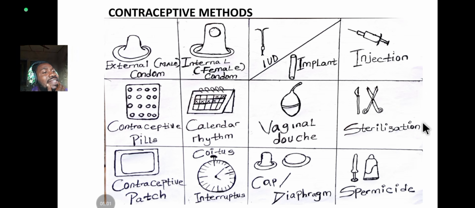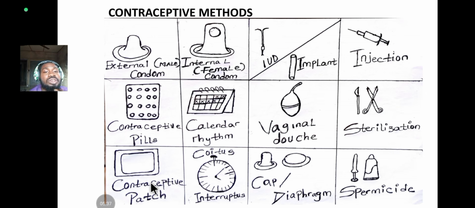All right. The next here is sterilization, which is a surgical method. And remember, we have vasectomy and we have tubal ligation. It can be permanent sterilization or temporary sterilization, both. Permanent sterilization is when the vas deferens or the uterine tube is cut off. They just cut it off. But temporary sterilization is when they ligate it. They just tie it, because there is going to be a future reversal of the sterilization process.